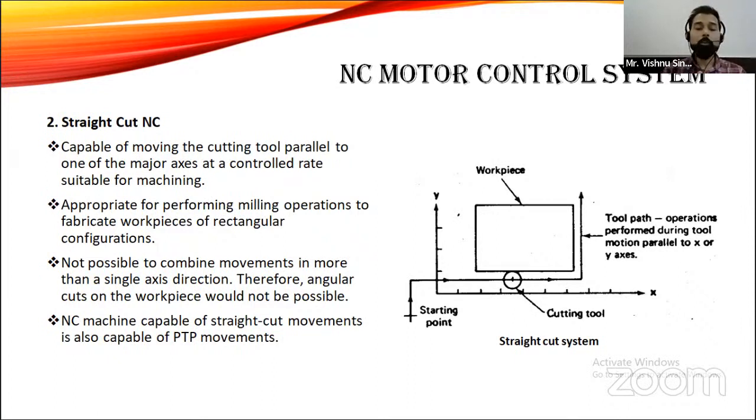An NC machine capable of straight cut movement is also capable of point to point movement. Obviously, when my tool can move along a straight axis, it can also perform drilling, reaming, or any point to point operation.